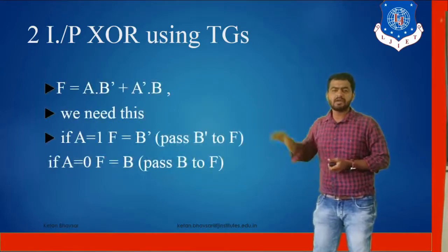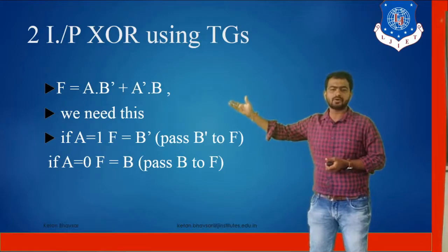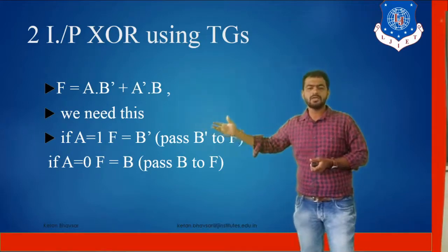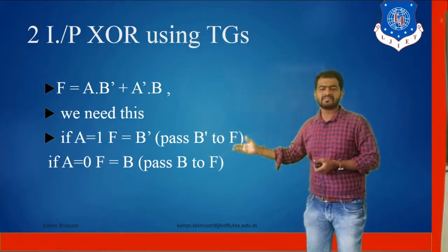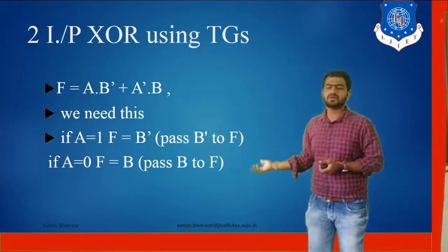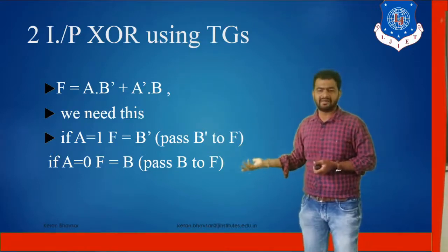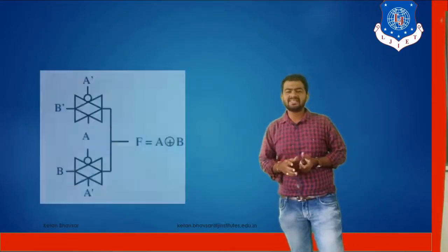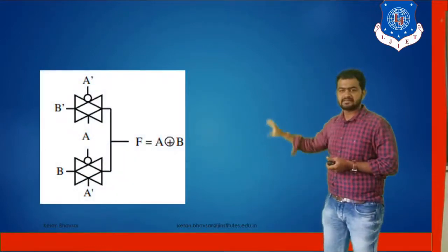As you can see, we already know the Boolean equation: F is equal to A B bar plus A bar B. So if A is equal to 1, then F is equal to B bar, and if A is equal to 0, then F is equal to B. It passes B to F. Now you can see the diagram. It looks like this.